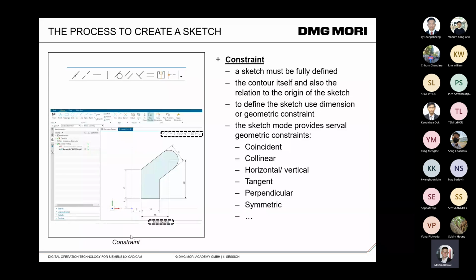One important point for you is where you can find these geometric constraints. If you are in the sketch mode, you can see the constraints in the top view of your sketch. So you find the constraints in this area here.